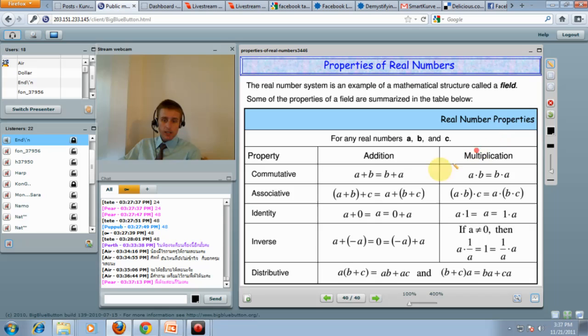If we want to apply numbers here, A is 2, B is 3, C is 1. A times B is 6, plus A times C, 2. What does 6 plus 2 equal? So this was 3 times 2, and this was 2 times 1. 6 plus 2? Yes, it's 8.